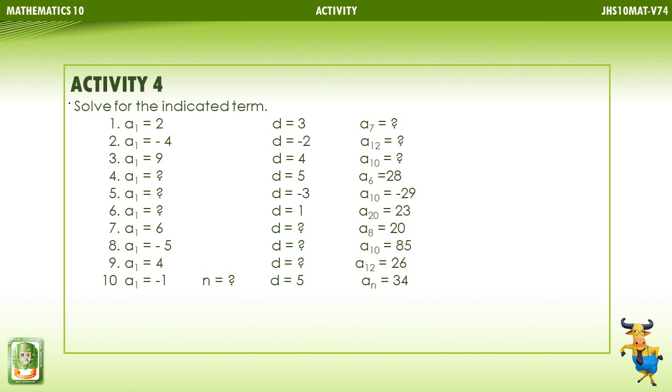7. A sub 1 equals 6, d equals ____, a sub 8 equals 20. 8. A sub 1 equals negative 5, d equals ____, a sub 10 equals 85. 9. A sub 1 equals 4, d equals ____, a sub 12 equals 26. 10. A sub 1 equals negative 1, n equals ____, d equals 5, a sub n equals 34.